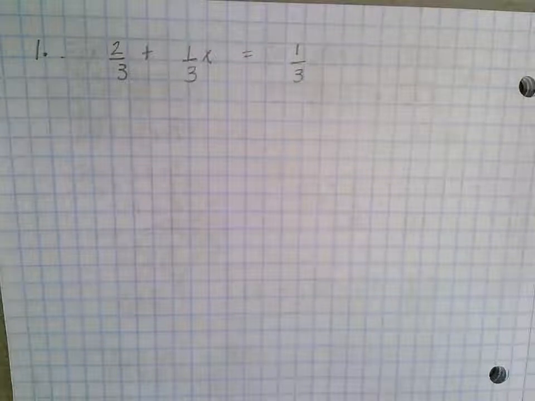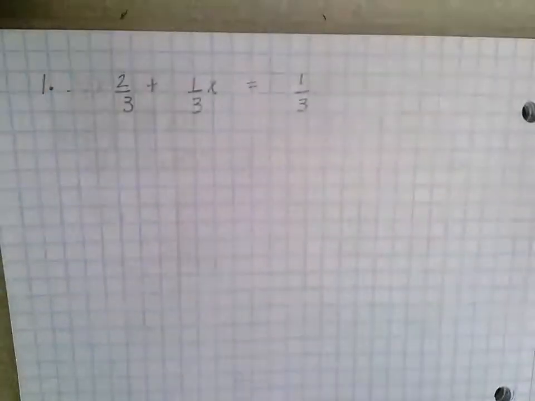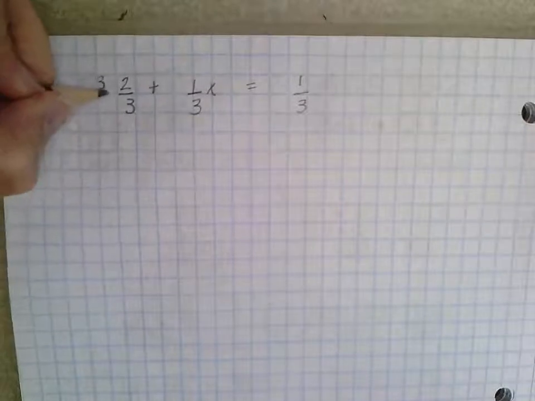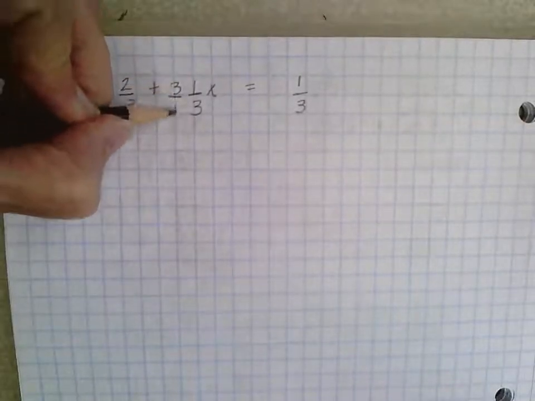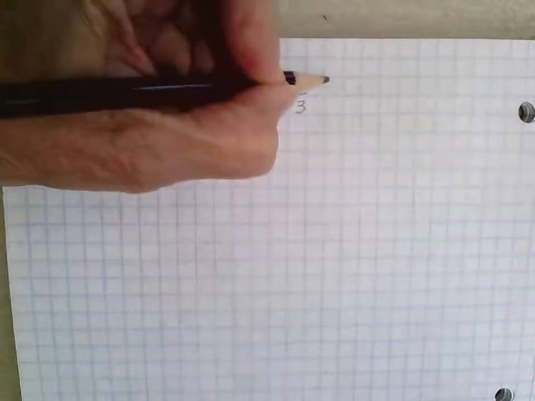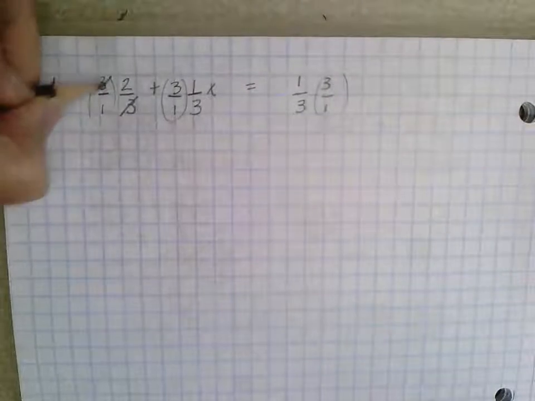Multi-step algebra equations with fractions. My common denominator here is 3, so this is pretty straightforward. I'm going to multiply every term and part by 3 over 1. The 3's cancel.